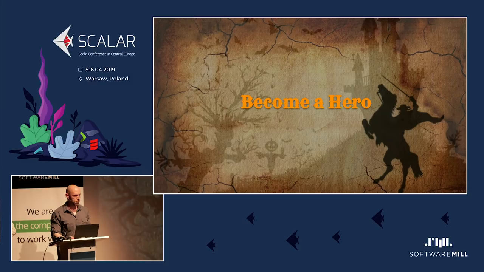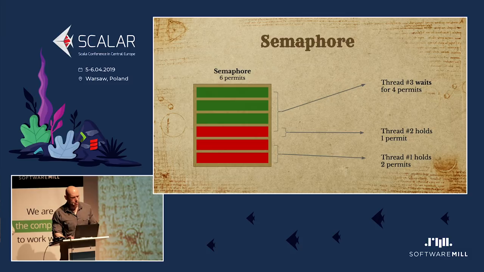STM. The first data structure is a semaphore, and a semaphore holds a certain number of permits. Different threads can come and acquire permits, do something, and then release them. It's a generalization of a lock. Now, if a thread tries to acquire more permits than the semaphore has at that point in time, then it has to wait until other threads release their permits. So it allows you to ration access to some resource.